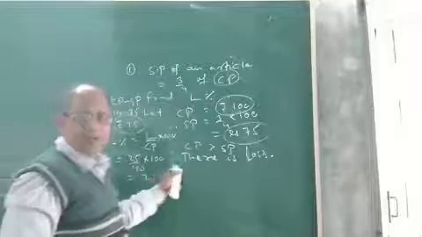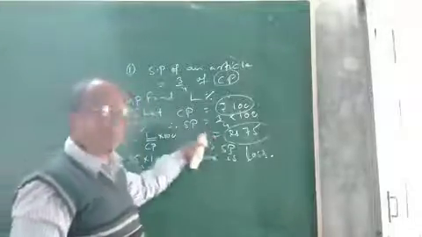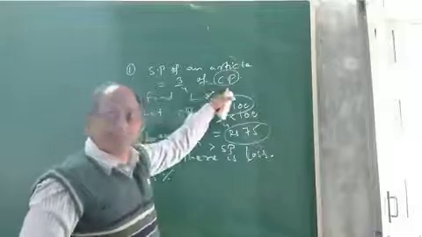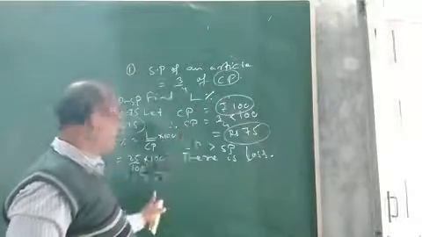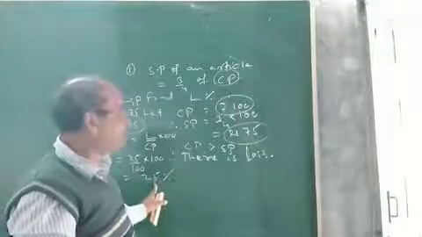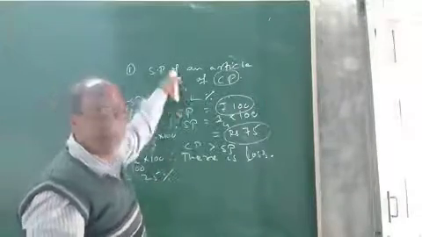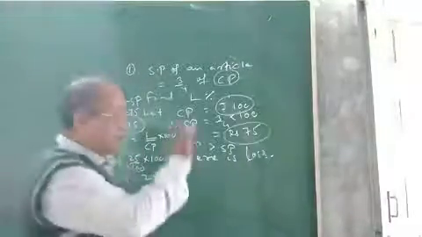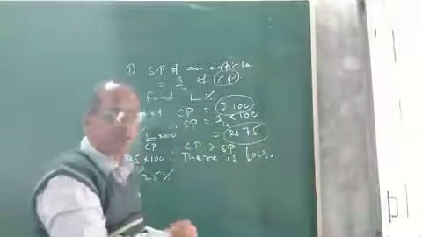Okay. So in this way, we came to know that if the selling price of an article is 3 by 4 of its CP, then the loss percent will be 25%. That means there will be a loss of 25% if an article is sold at 3 by 4 of its CP. Okay. So children, I hope you understood how to solve this type of question. Let me discuss another question.